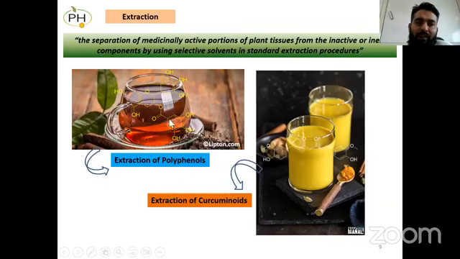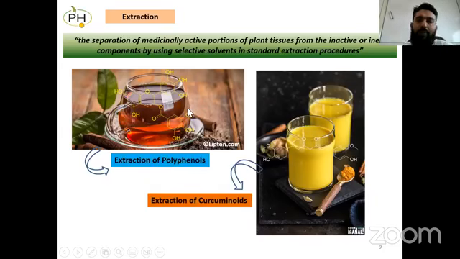So when you are choosing a solvent, it must penetrate into the plant cells and remove the inactive part from your plant, and your active portion should come out in the media. This structure in this black tea cup is one kind of polyphenol, which is mainly found in tea. And when you prepare tea, you have to go for water only.